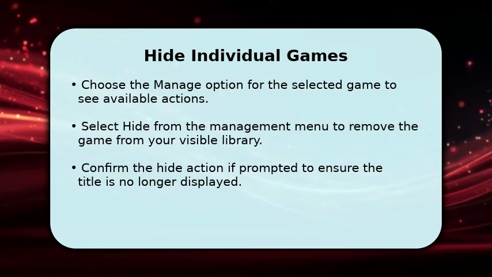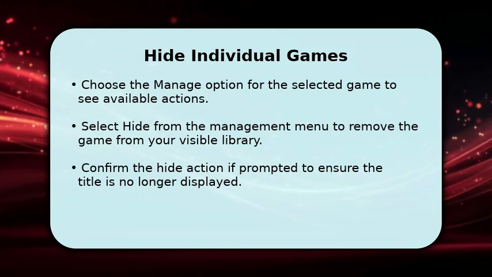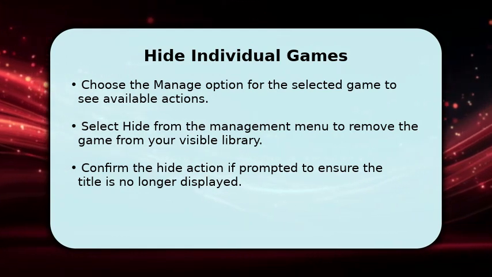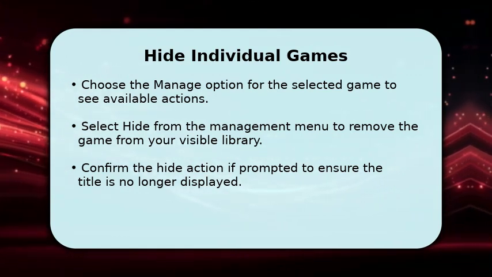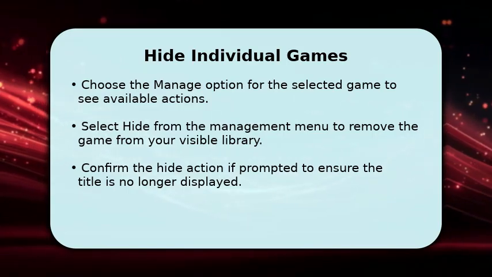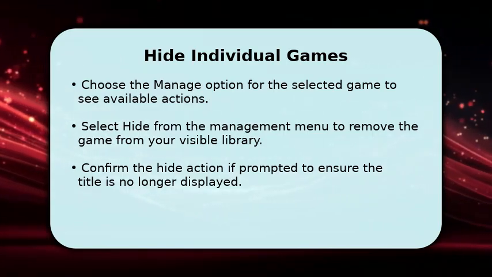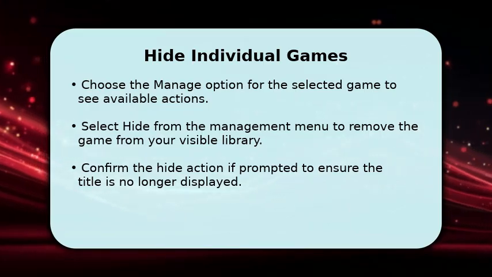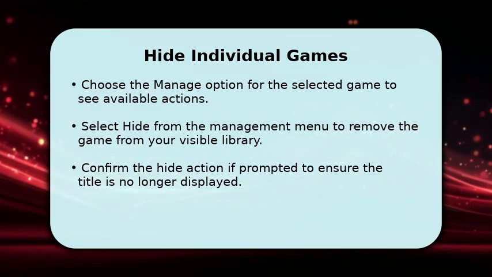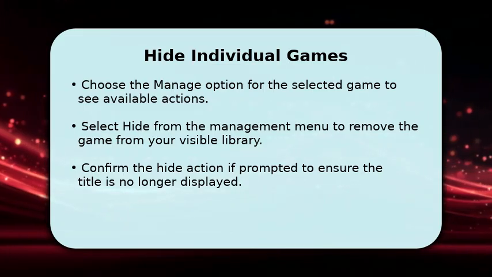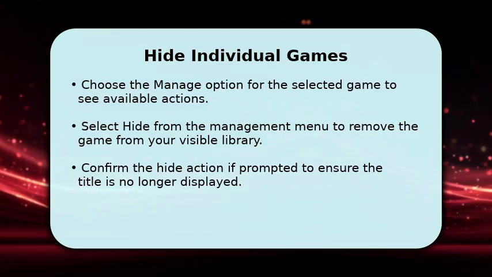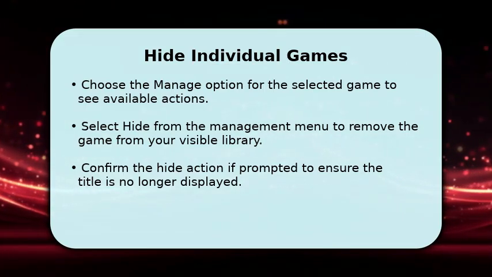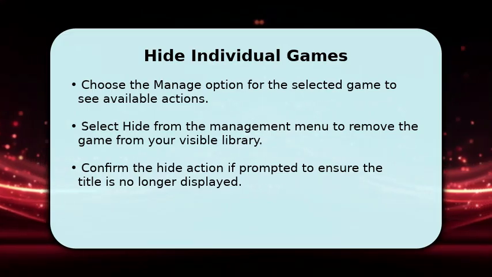To hide individual games, pick the title in My Games and Apps and open its Manage menu to find the Hide option. Select Hide and confirm if prompted, and the title will disappear from your visible list without uninstalling it. You can always reverse this by checking hidden items in the console settings or account library. This method helps keep surprise gifts, demos, or older purchases out of sight while staying simple and quick.